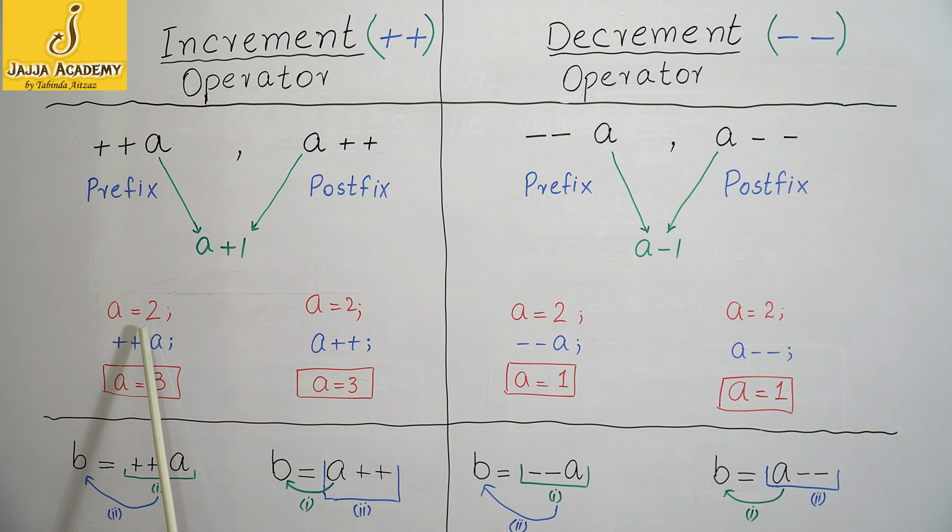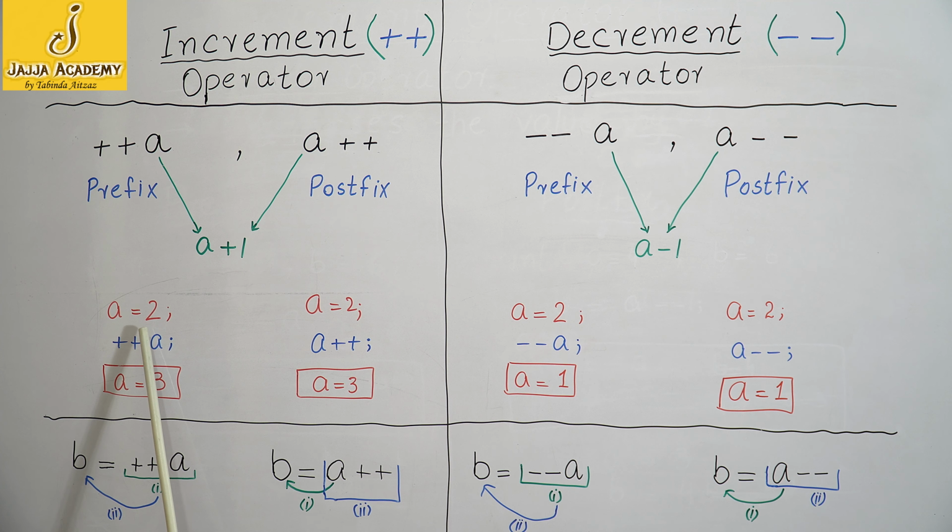Now the value of a has become equal to 3. Similarly, if I write a plus plus, it will also increase the value of a by 1. So this will add 1 to the value of a, which is 2, and 2 plus 1 will be equal to 3. Here you can see the output of plus plus a and the output of a plus plus is equal. There is no difference between the outputs of prefix increment operator and postfix form.